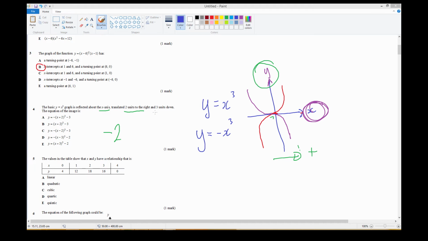And then 3 units down. When we're translating along the y-axis, the sign is as you see it. So if it's 3 units down, that means we're going negative. Down is negative, and up will be positive. So in this case, the best response will be response C.